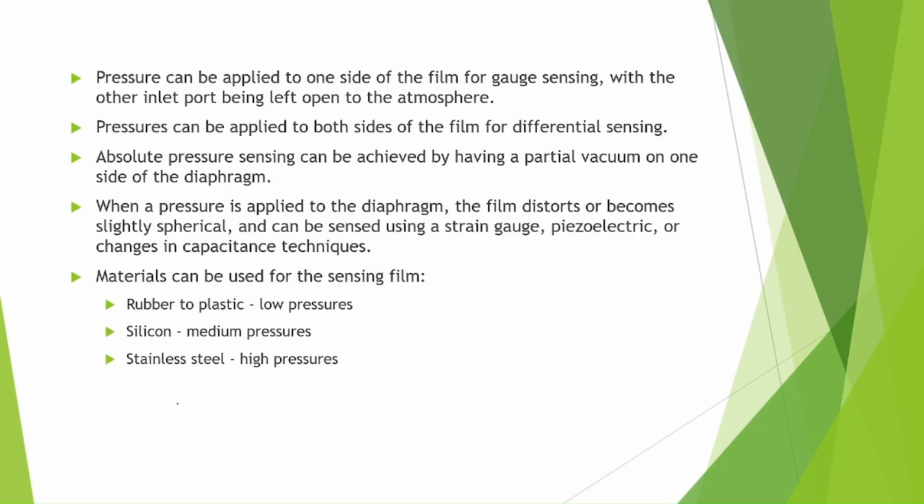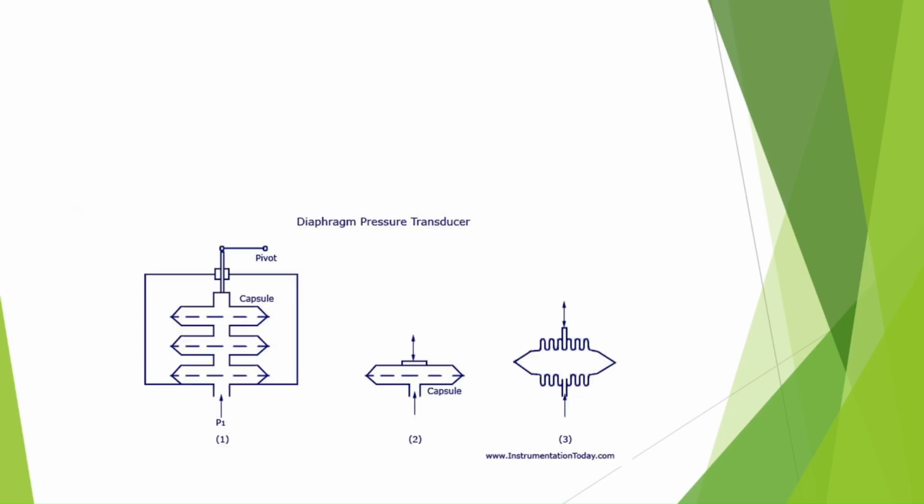And materials for the diaphragm: for low pressure, we use rubber or plastic. For medium pressure, we use silicon. And for high pressure, we use stainless steel. So these are the materials used for the diaphragm.